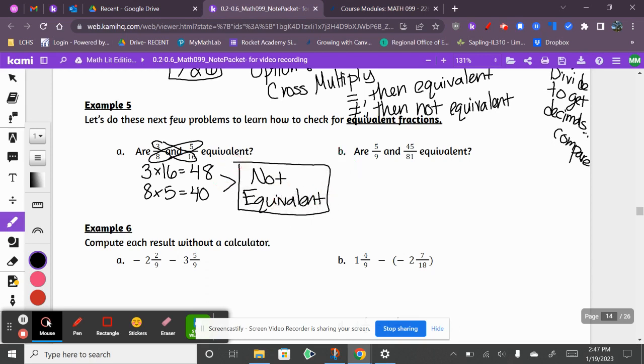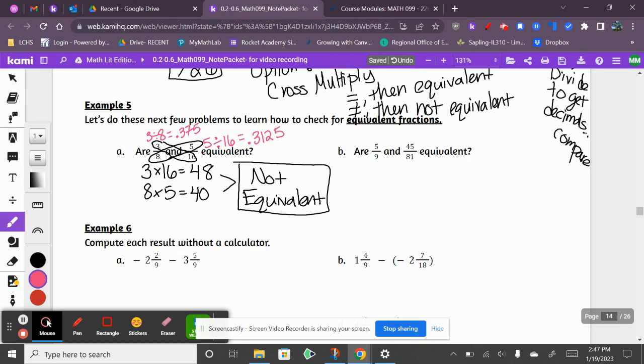If I wanted to use the decimal method, I can just take 3 divided by 8. So I would just do 3 divided by 8. And as a decimal, I get 0.375. And if for this one I did 5 divided by 16, I get 0.3125.